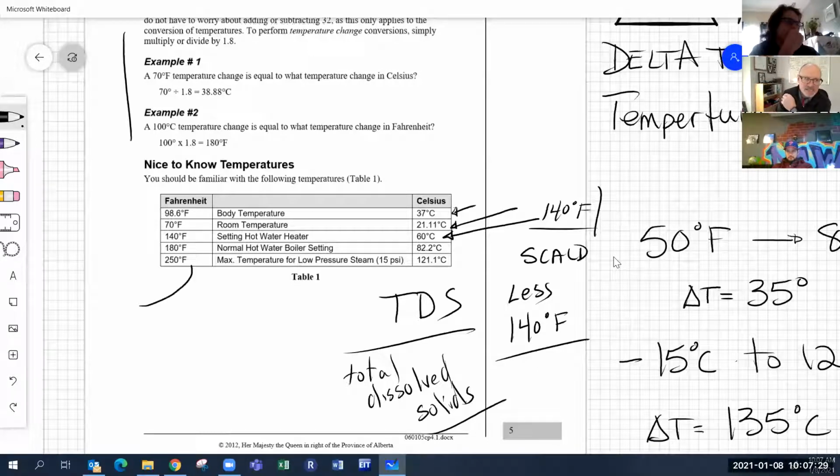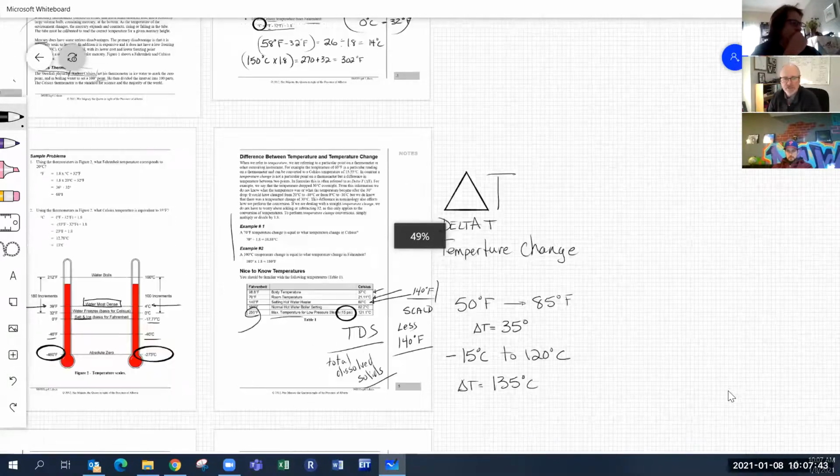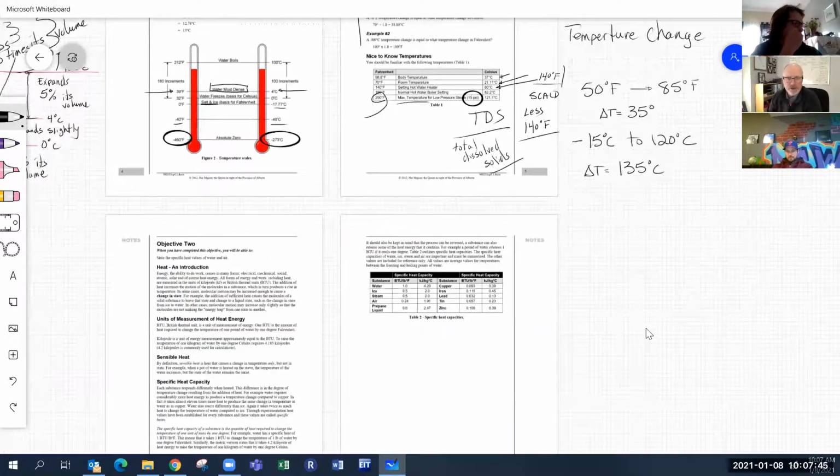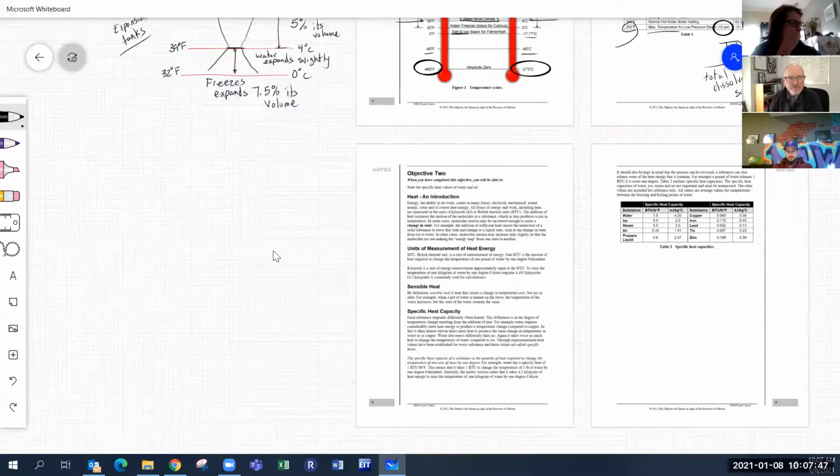And then this last one right here, the max temperature for a low pressure steam boiler, and the max pressure is 15 PSI, and that's just the max temperature for that. So those are nice to know temperatures. Who knew we were going to get all that information out of that?